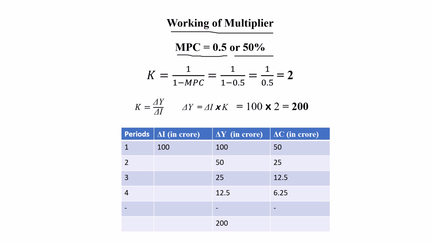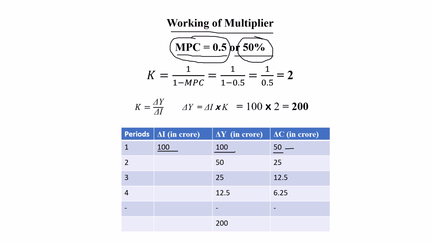So we can understand that an initial investment increase of 100 crore rupees generates 100 crore of income. Out of this 100 crore income, a firm or an individual will use half of the amount, because we assumed MPC is 0.5 or 50%, for consumption, or spend it on goods and services: 50 crore rupees.